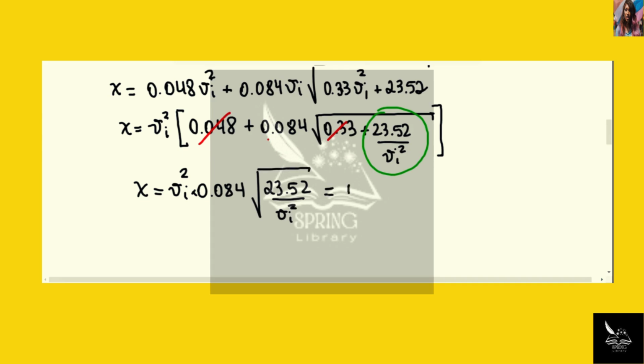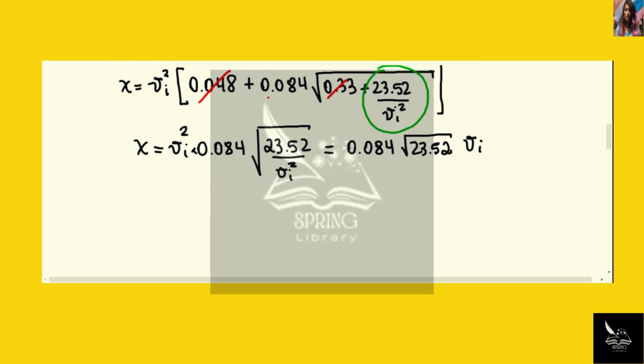So this is the same as 0.084 times the square root of 23.52 times vi, because the vi squared inside the square root comes out without the square. So x is equal to 0.41 times vi. Okay, so the equation simplifies a lot.